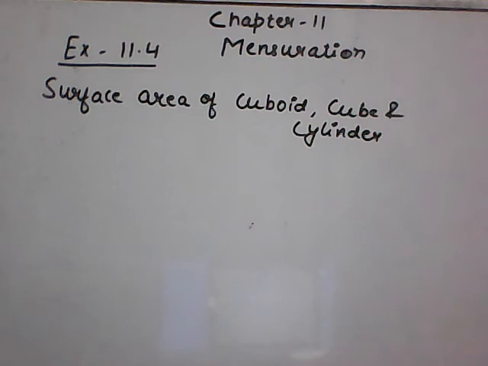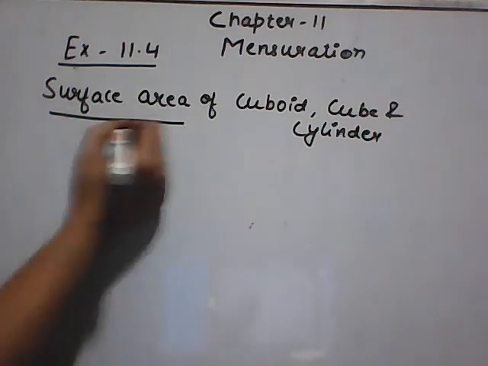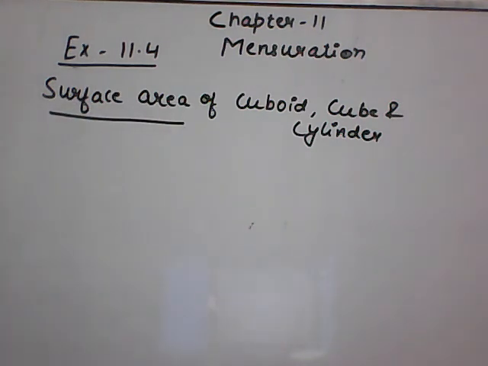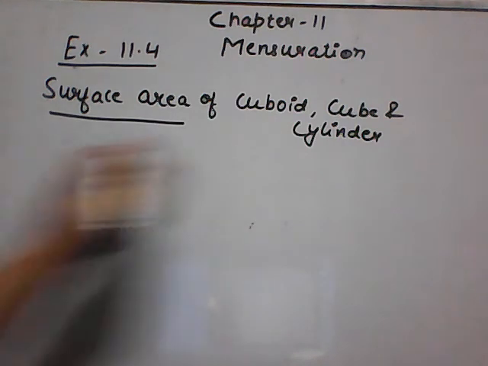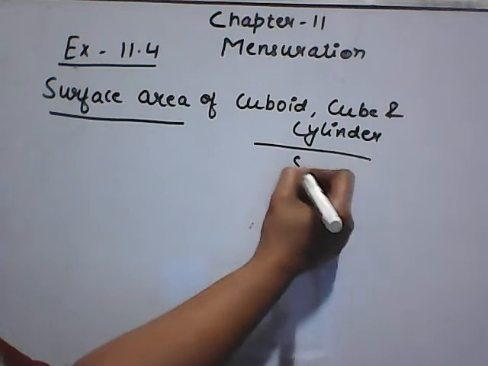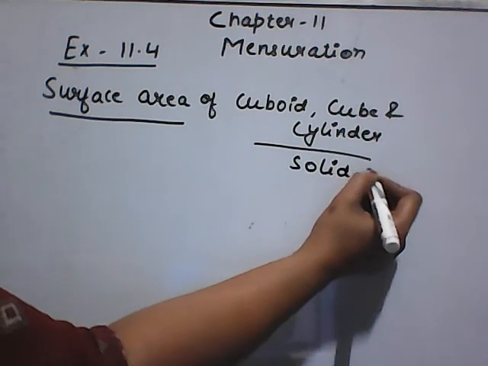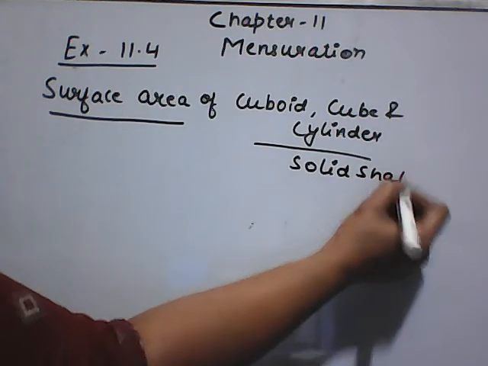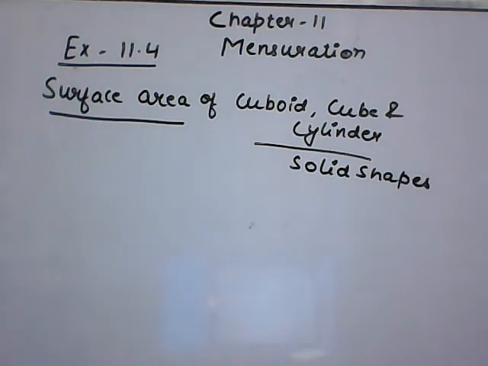Now, what do you mean by surface area? Surface area is the area that describes the material that will be used to cover a geometric solid. Now, we know that cuboid, cube and cylinder are solid shapes. These are solid shapes as we learned in previous classes. What are their edges, vertices and faces? Surface area means how much material is used to cover a geometrical solid figure.